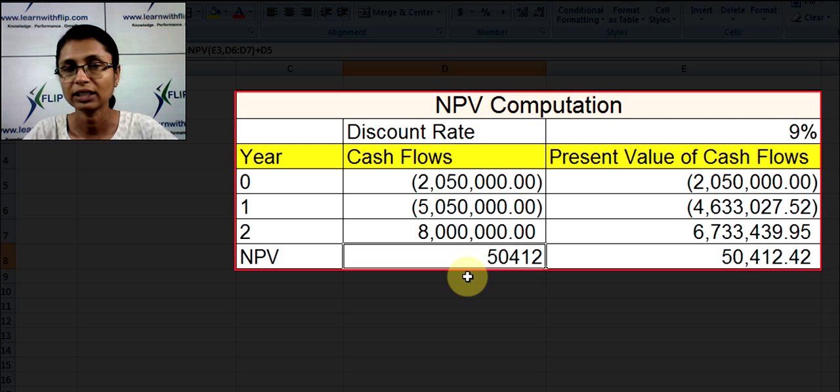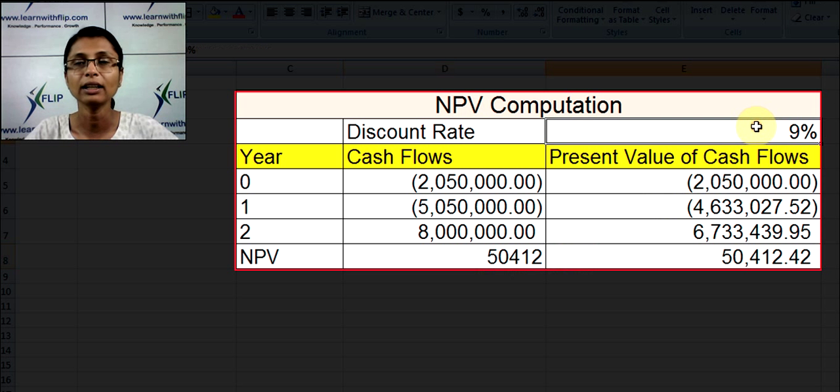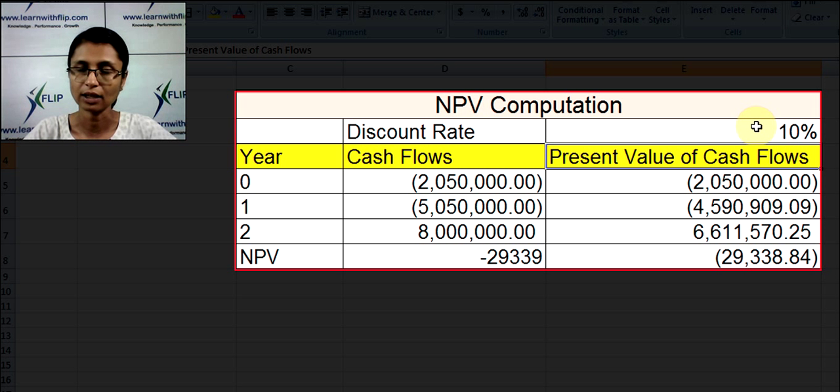So we can use either the Excel function or do it manually. We really don't need to do it manually. We can use the Excel function. Just be careful that you enter the percentage correctly and make sure that all the future values are within the bracket. Anything which is already in the present is outside the NPV function bracket. Once you do that, you get your present value, and we understand that if it is positive, it is giving us a return higher than the discount rate. If it is negative, it's giving us a return lower than the discount rate.